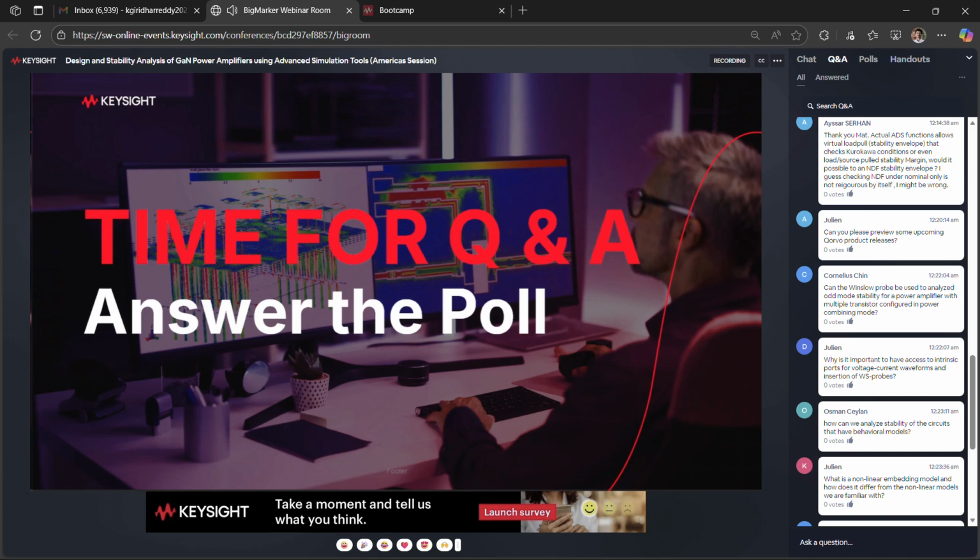Okay, thanks. Looks like another question for you, Matt, is do electrothermal effects cause PA instability? Sure, or I guess another way to look at it is maybe do thermal effects change the stability profile of the amplifier? And I think the answer has to be yes. So we can look at it in a lot of ways.